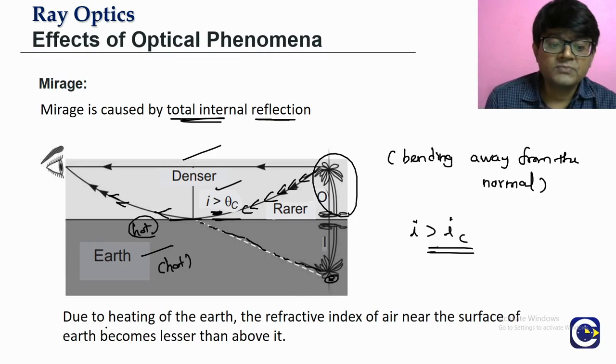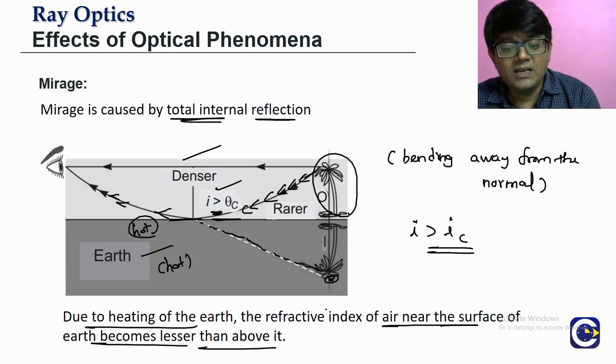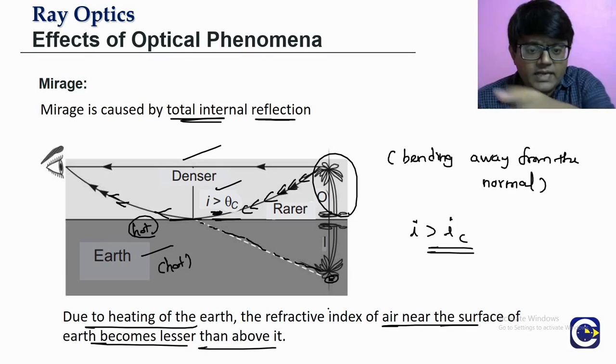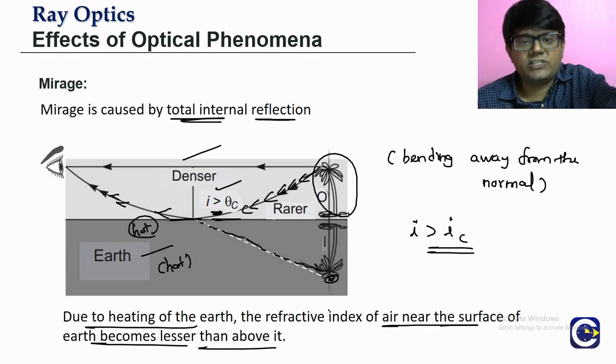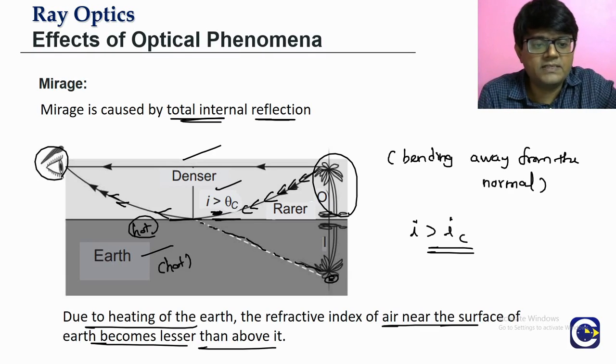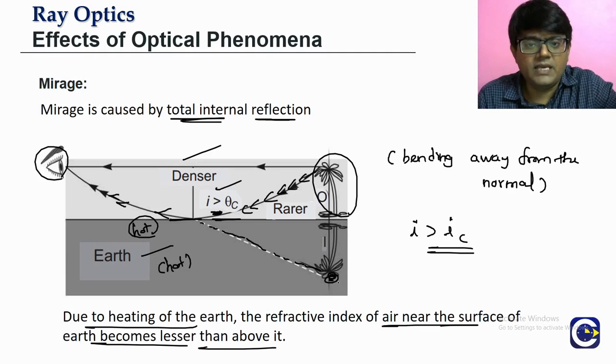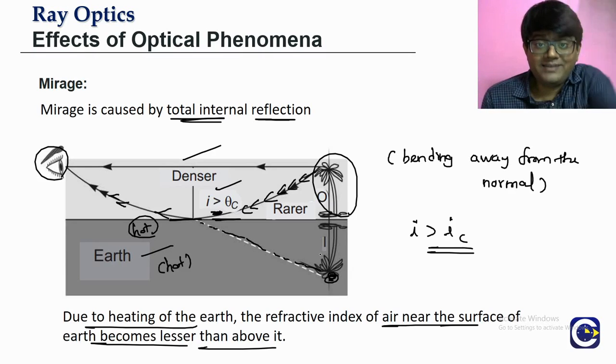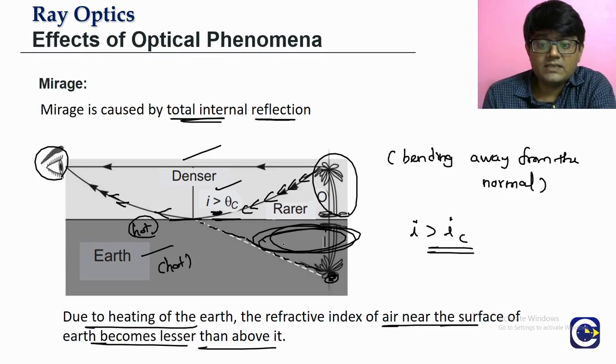So with the heating of the earth in summer, or in the desert, we have air layers having different refractive index values. Generally the air near the surface of the earth becomes lesser in terms of the refractive index. It becomes rarer. So the light rays coming from the head of the tree or something would at some point undergo total internal reflection, and our eye will perceive as if the rays are coming from here. So we are able to see the head of the tree appearing on the surface of the sand, etc., right?